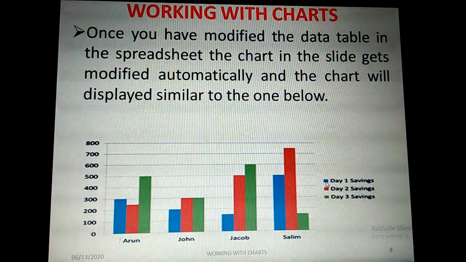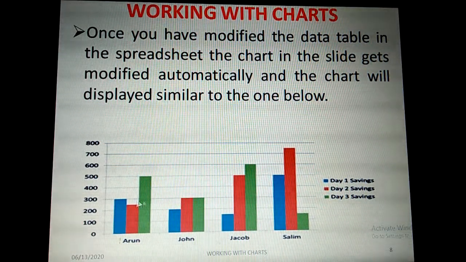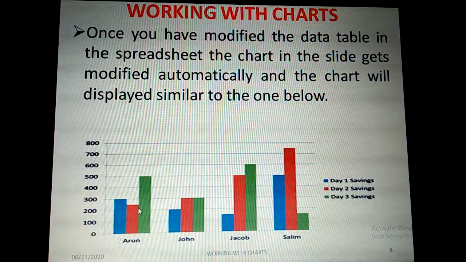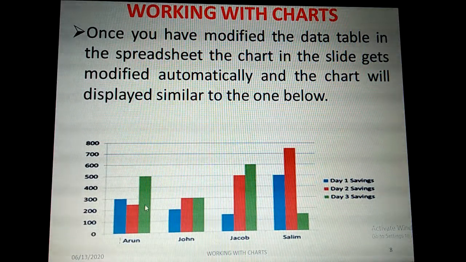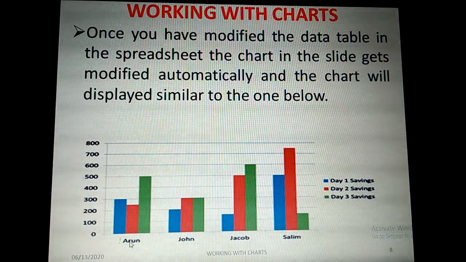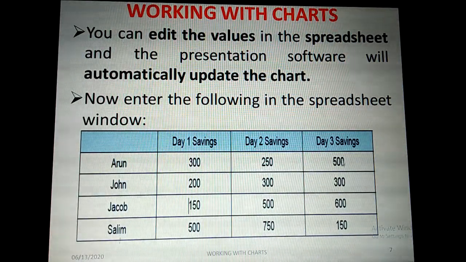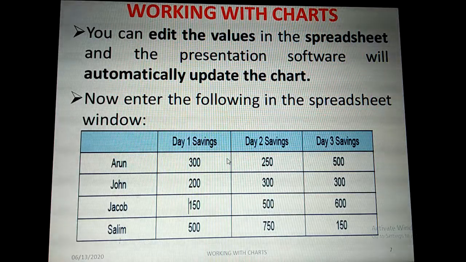See how we can identify them uniquely, with the help of the colors. Day 1 savings is represented with the blue color, day 2 savings are represented with the red color, and day 3 is represented with the green color. So here for Arun, day 1, day 2, day 3 savings are given. If you see here, day 3 for Arun is high, and day 2, compared to the other two, is very less.